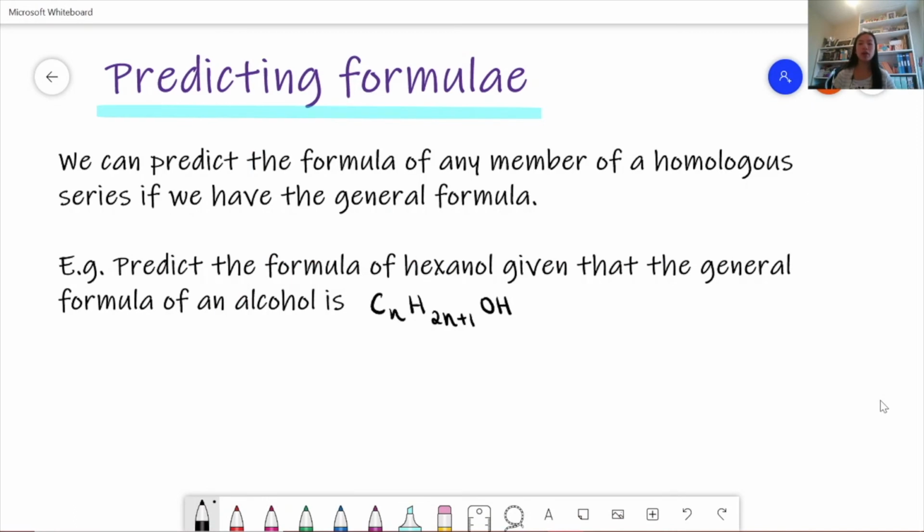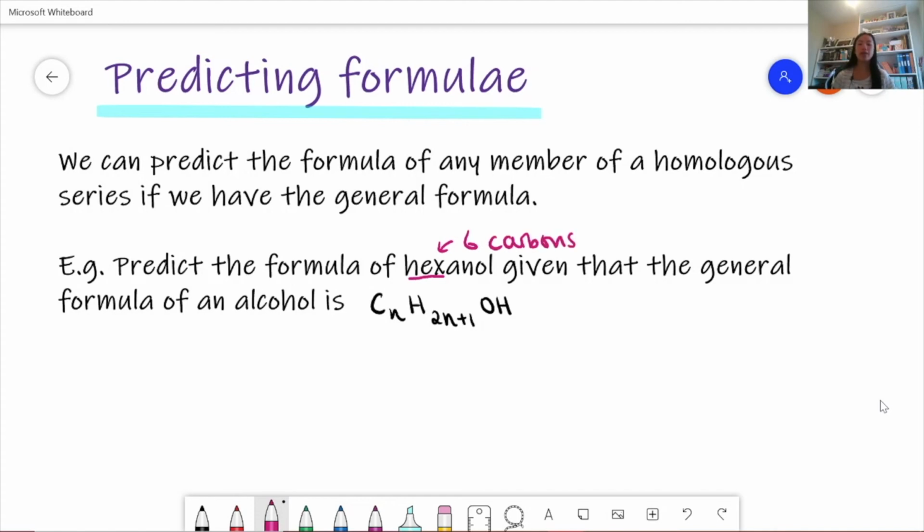Now we're going to talk about predicting formulae. We can predict the formula of any member of a homologous series if we have the general formula. For example, predict the formula of hexanol given that the general formula of an alcohol is CnH2n+1OH. Now the only thing we actually need to do here is to remember our prefix. Because the prefix is hex, this tells us that there's 6 carbons.